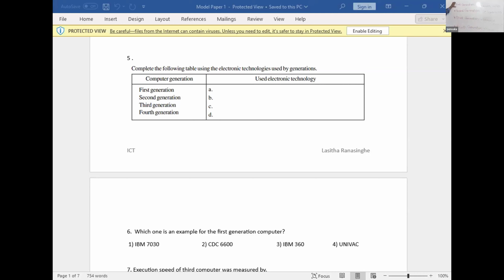For the first generation power consumption is very high, right? Very high because it emits a lot of heat.